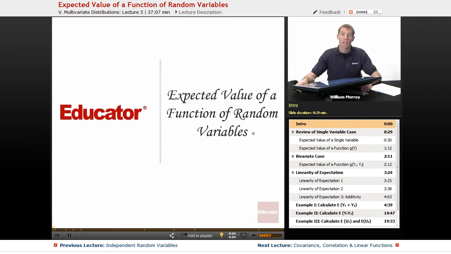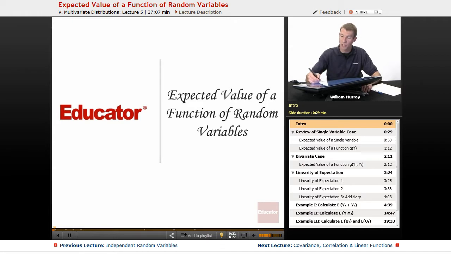My name is Will Murray, and we're working through a chapter on bivariate density and distribution functions. So everything in this chapter will have two variables, a y1 and a y2. And today we're going to talk about the expected value of a function of random variables.